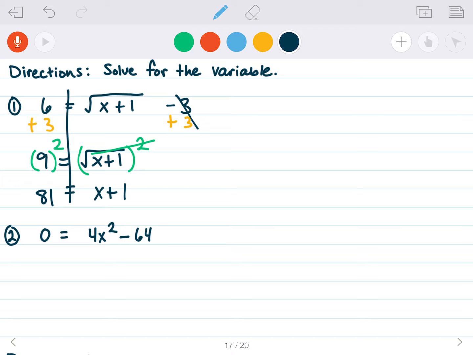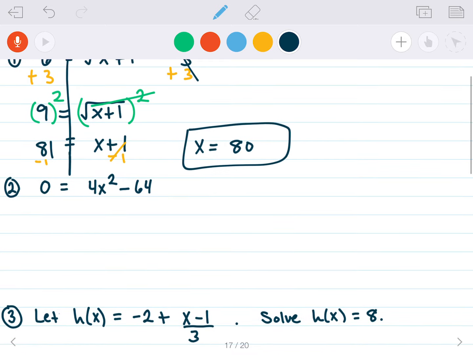So I'm left with 81 equals x plus 1. And looking to the right, because that's where my variable is, I'm going to go ahead and undo addition of 1 by subtracting 1 from both sides, and I get my solution. I get x is equal to 80.